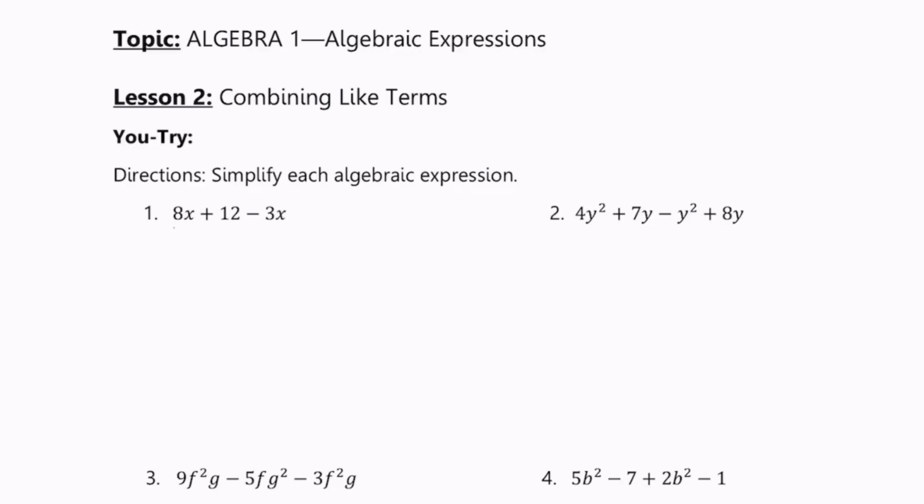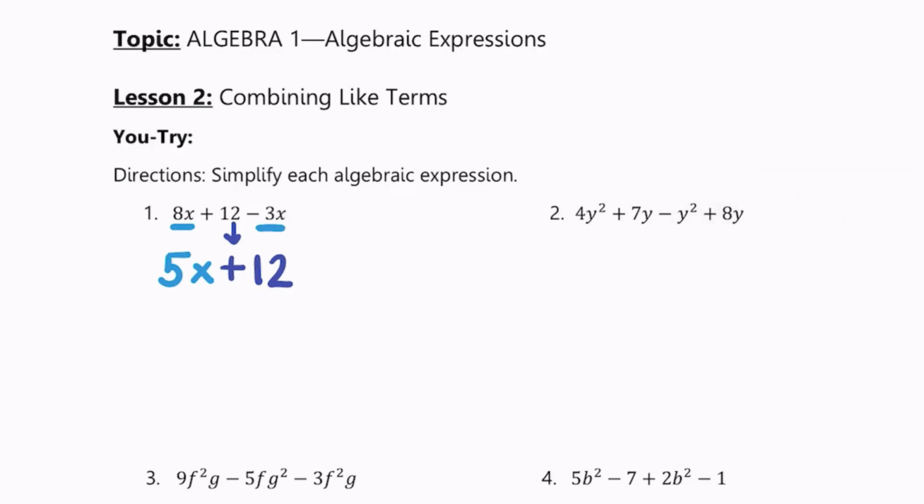So if I'm looking at number 1, I see I have an 8x and I have a negative 3x. Those are like terms, and we're going to complete that operation. We're going to do 8x minus 3x, which will give us 5x. Remember, our exponents, our variables don't change at all. And then that 12 doesn't have any friends, so I bring it down, and I attach it. So we have 5x plus 12 is our simplified expression.